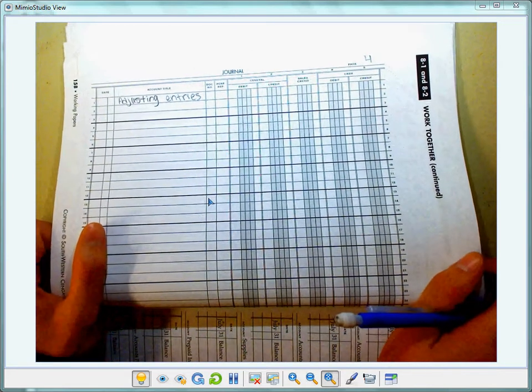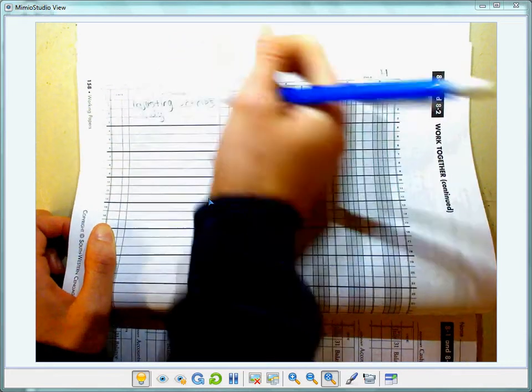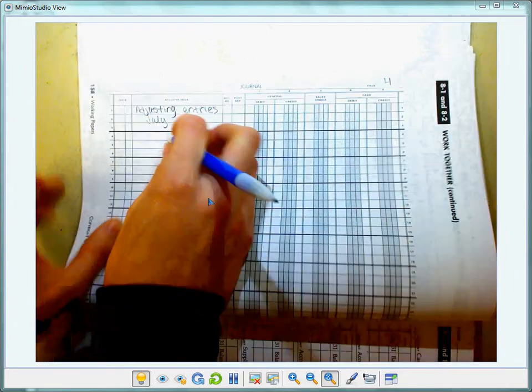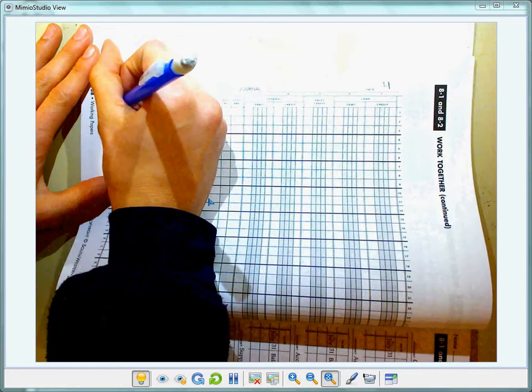Yep, so line 2. Oh, in the date column. Where? I understand what you're asking. In the date column. Oh. Right here? Yeah.